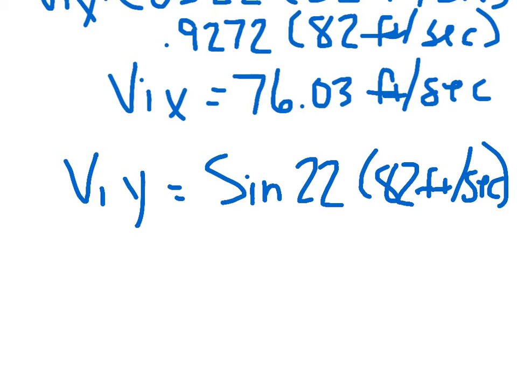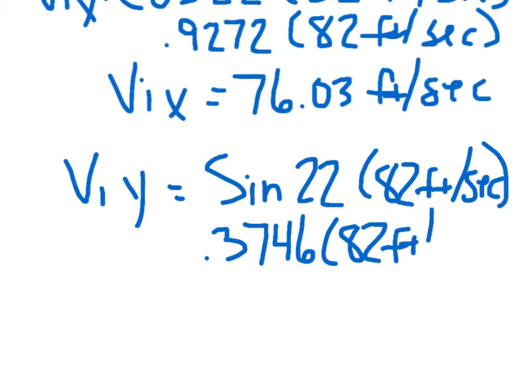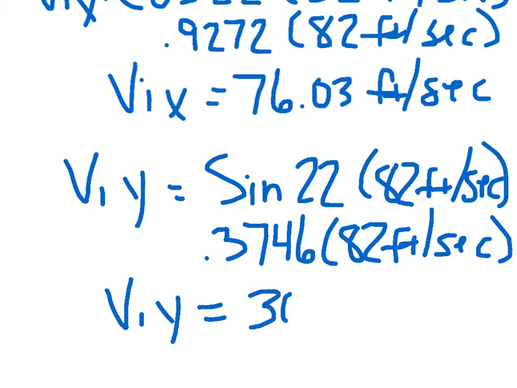Sine 22 comes out to be 0.3746. We'll multiply that by 82 feet per second. And initial velocity in the y direction is going to be equal to 30.72 feet per second.